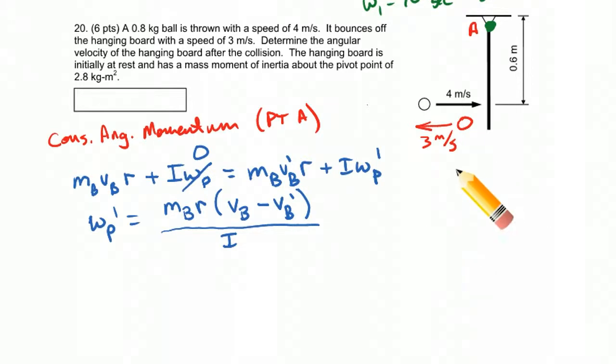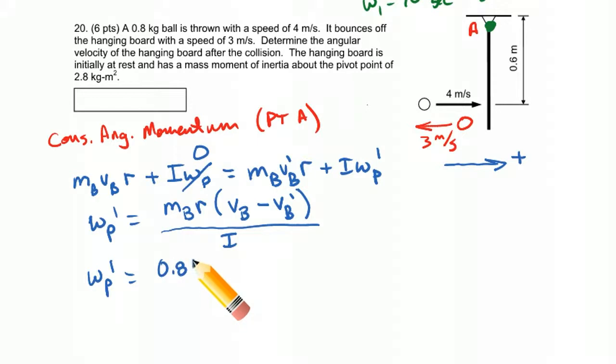Okay, other key point is this is a vector, so we'll use positive to the right as our convention here. So omega of the plank afterwards is going to be 0.8, a perpendicular distance of 0.6, okay, and the velocity of the ball beforehand.